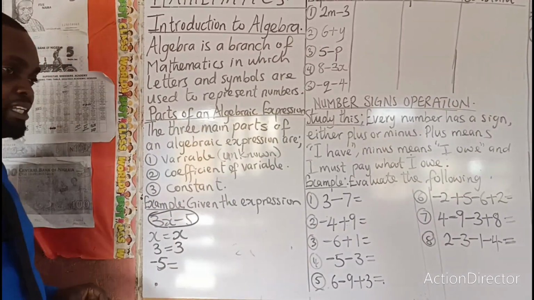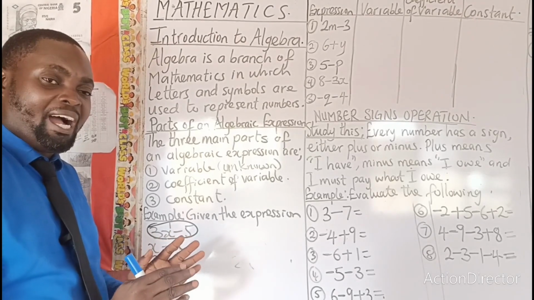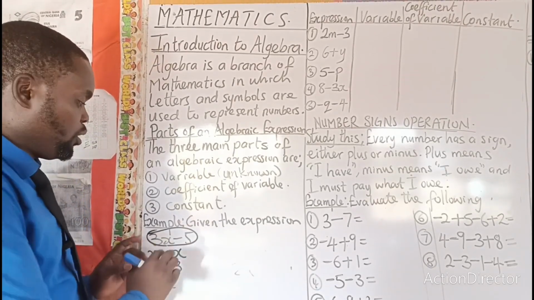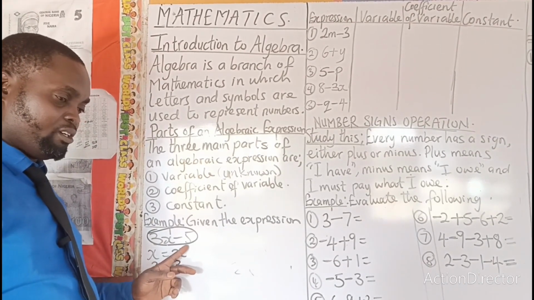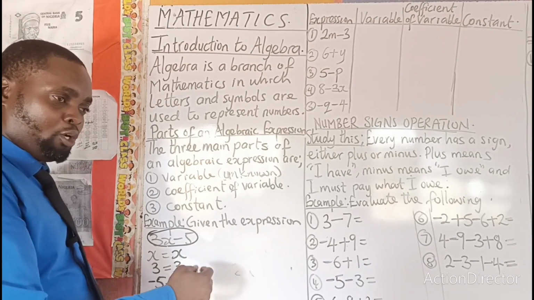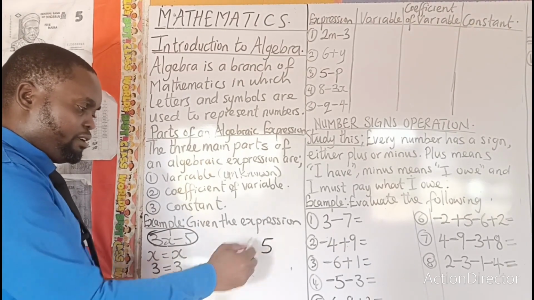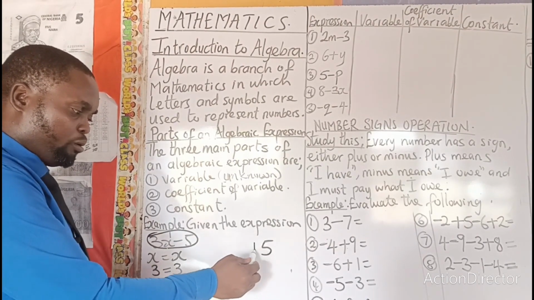Now, the third one is constant. What does constant mean? Constant means the number that is not attached to any variable at all. Which one is not attached to any variable at all? We have minus 5. Now, we say every number has a sign, whether plus or minus. Now, if I say 5, I don't put any sign. The sign is what? Plus.